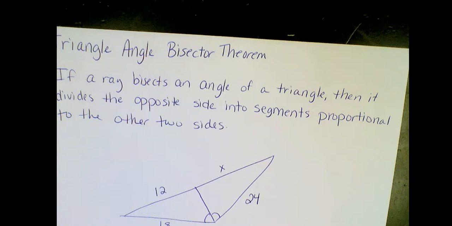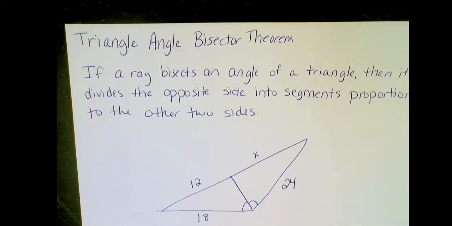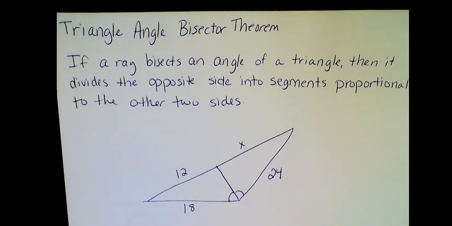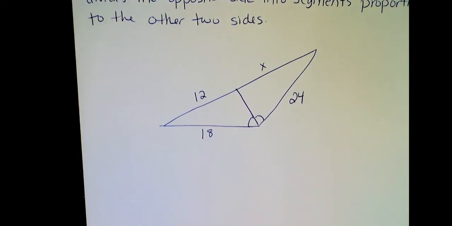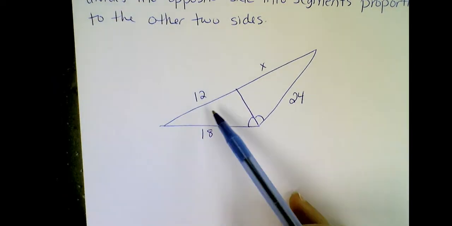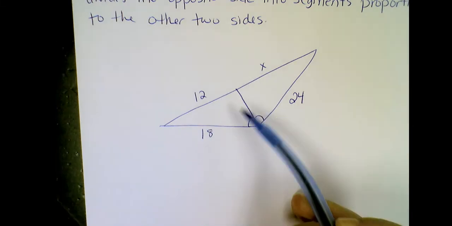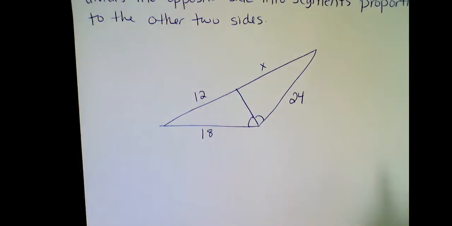And we have one last theorem for today. The triangle angle bisector theorem says if a ray, that would be this ray right here, bisects an angle of a triangle, cutting that angle in half, then it divides the opposite side, this is our opposite side here, into segments proportional to the other two sides. So to set up this proportion, it's dividing the 12 and the x proportional to the 18 and the 24.